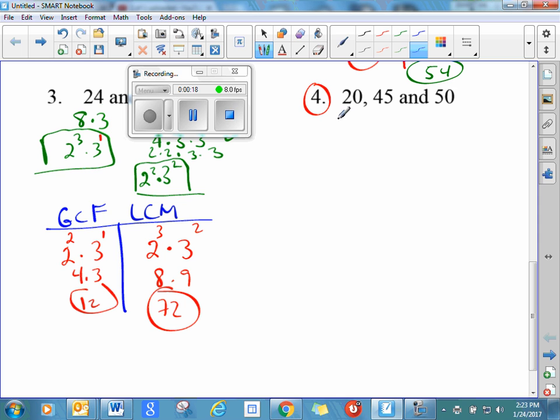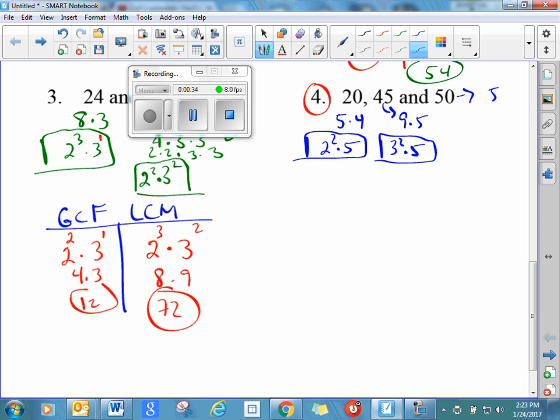We're starting, of course, with the prime factorizations, which is 5 times 4, 2 squared times 5, box it up. That's the first one. 45, I'm going to do 9 times 5, which is 3 squared times 5. And 50, I'll do 5 times 10, which is 5 times 5 times 2. So that's 2 times 5 squared. So again, we want to really make sure we've got these prime factorizations right, because if these are wrong, you can see now how your LCM and your GCF are going to be wrong also.